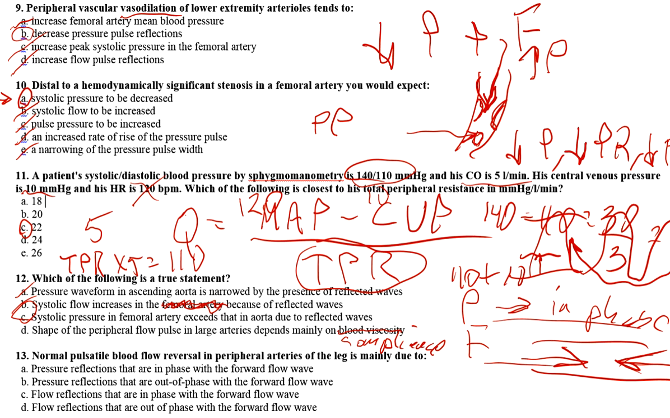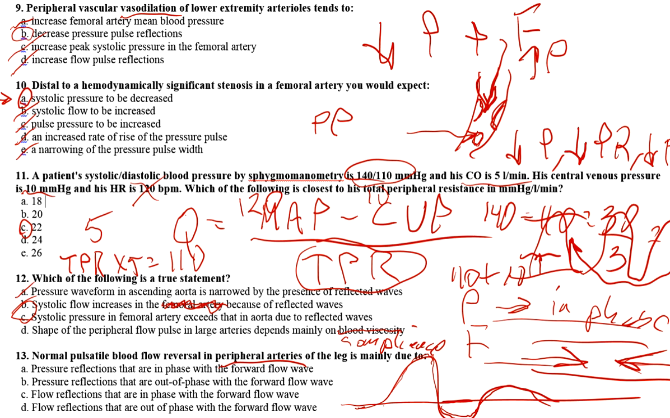Okay, number 13. Normal pulsatile blood flow reversal in the peripheral arteries of the leg is mainly due to. If you remember the flow reflections, as you get further from the heart, here's what the waveform looks like for the flow. I'm going to draw a line through here. The blood goes forward, and then it reverses, and this is 0 right here, so it reverses for a little bit and then goes forward again, and that's the normal flow wave in the peripheral arteries.